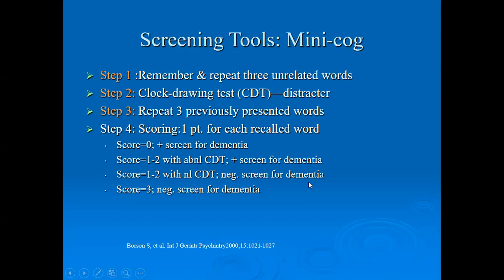Okay. So for clock drawing, if the score is one or two, then you need to see the clock draw. If the clock drawing is abnormal, then it is positive. If the clock drawing with the same score is normal, then it is negative for dementia. If the score is 3, that is, able to do the normal clock draw test and able to recall all three words, obviously it is clear that this score is 3 and it is negative for dementia.